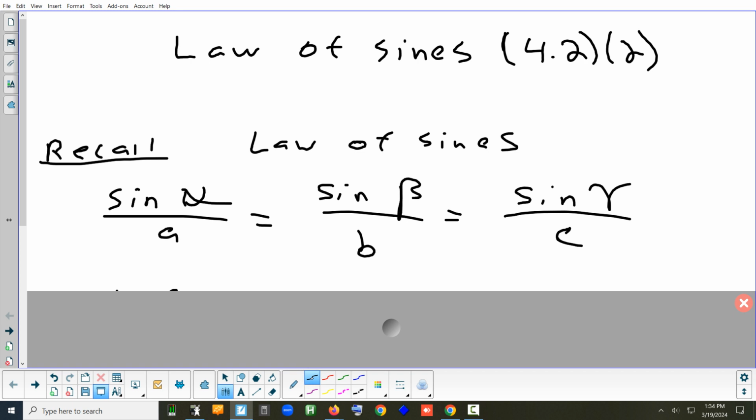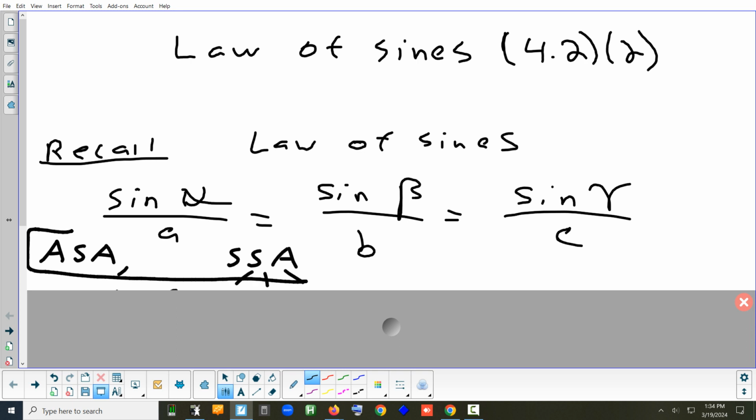What was one of the types that we learned that you can use law of sines for? Angle side angle. Yep, that was one. What was another one? Side angle. Okay, side angle. That's the one we're going to look more at today because there are 3 different cases that can happen. And there was one more case. Side angle. Yep.